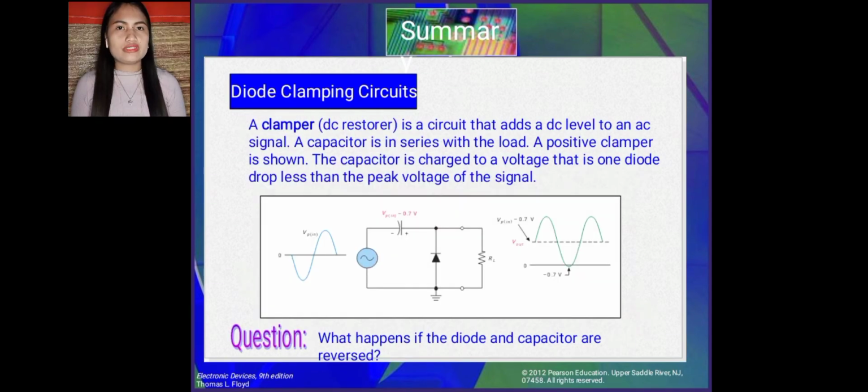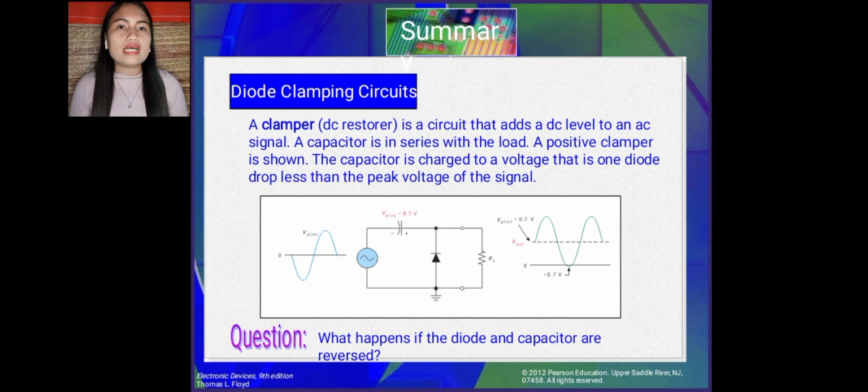Diode clamping circuits. So, a clamper or DC restorer is a circuit that adds a DC level to an AC signal. So, a capacitor is in series with a load. A positive clamper is shown, and the capacitor is charged to a voltage that is one diode drop less than the peak voltage of the signal. So, ang net effect of the clamping action is that the capacitor retains a charge approximately equal sa peak value of the input less the diode drop.